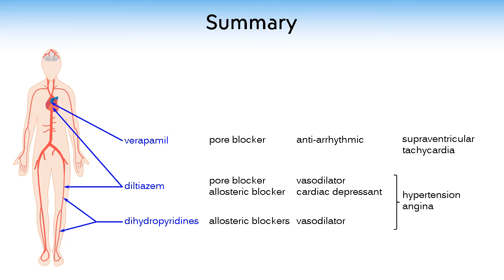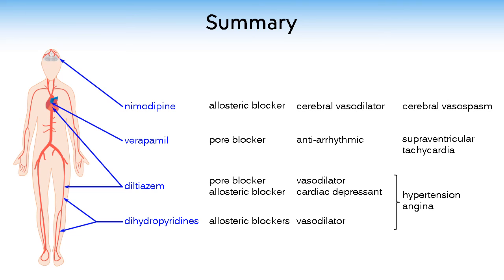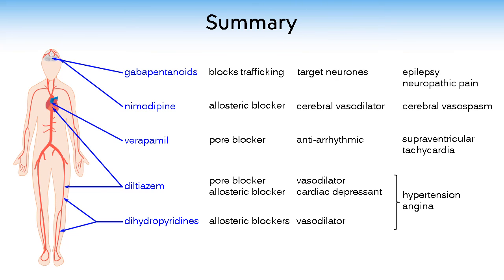I said at the start that amlodipine shows selectivity for cerebral arteries, but I've not explained why. Like the other dihydropyridines, it is an allosteric blocker. It is not yet known why it shows this selectivity, but it could reflect differences in the subunit composition of L-type calcium channels in cerebral arteries. Finally, gabapentanoids are a separate group of drugs that interact with the alpha-2 delta subunit to block trafficking of channel proteins to the membrane. With their selectivity for calcium channels in neurons, they provide effective treatments for epilepsy and neuropathic pain.